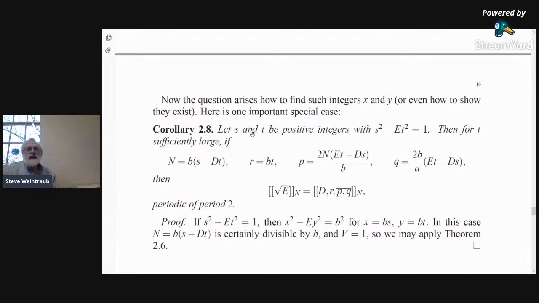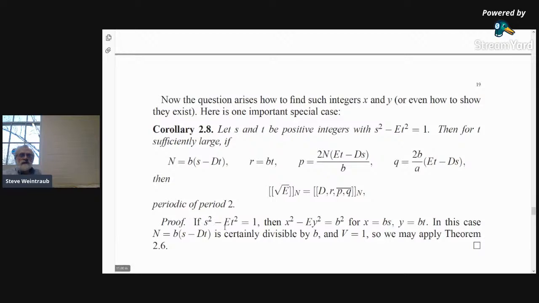Let's look at s and t positive integers with s squared minus e times t squared equal to 1. I know I have these. In fact, they're the solutions of Pell's equation. They come from the classical continued fraction expansion. Then for t sufficiently large, I get the best continued fraction expansion of the square root of e with numerator n in this way.